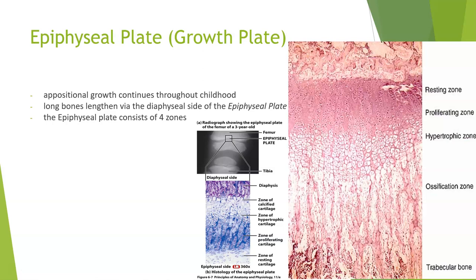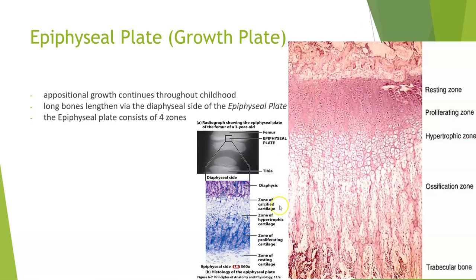And long bones lengthen via the diaphyseal side of the epiphyseal plate. Now let's think for a moment where that is, the diaphyseal side. So the diaphysis is the shaft. So that means that bones lengthen from the diaphysis towards the epiphysis. So we're saying that long bones lengthen via the diaphyseal side of the epiphyseal plate.